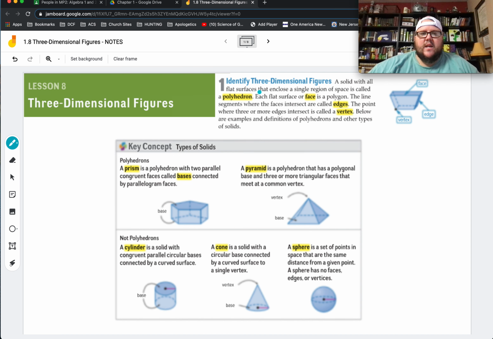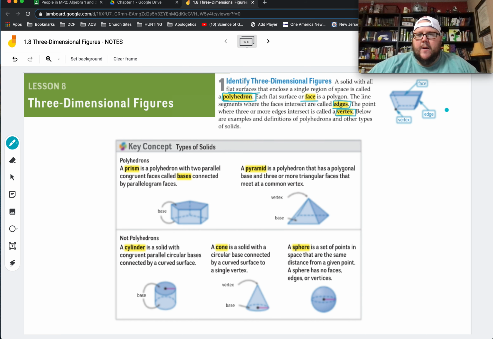So identify three-dimensional figures. A solid with all flat surfaces that enclose a single region of space is called a polyhedron. Each flat surface, or face, is a polygon. The line segments where the faces intersect are called edges. And the point where three or more edges intersect is called a vertex. Below are examples and definitions of polyhedron and other types of solids.